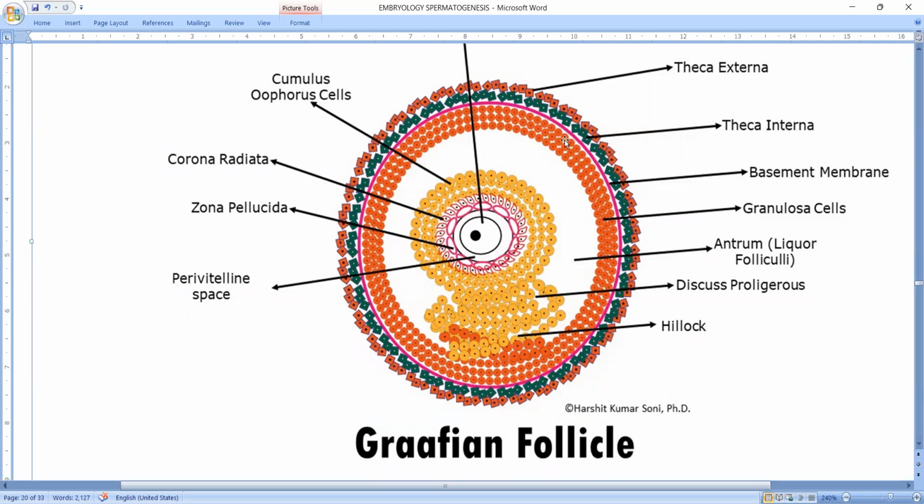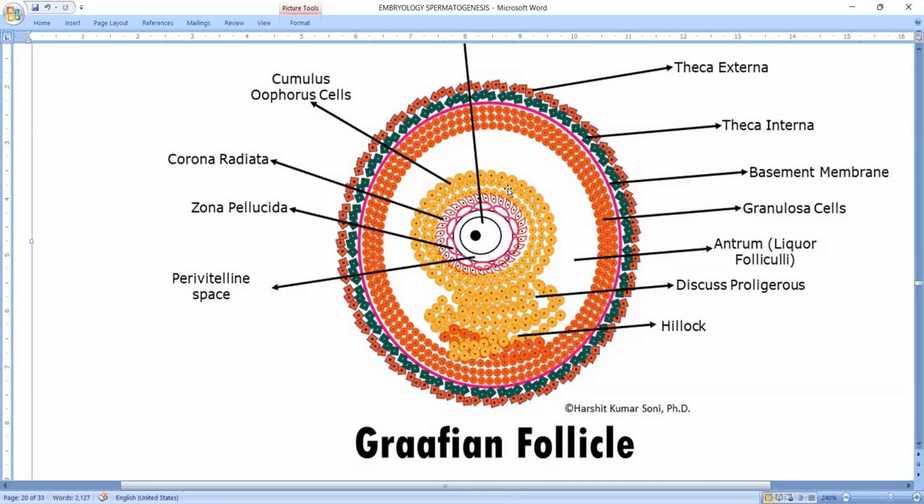Okay, so these are the actual cells that are produced from the oogonia. These orange cells. So above the orange cell, there is this pink layer. Okay, so single layer. So that is the basement membrane of this theca interna. Okay, here basement membrane. Okay, so these are the granulosa cells. These are the granulosa cells, and there are two types of granulosa cells.